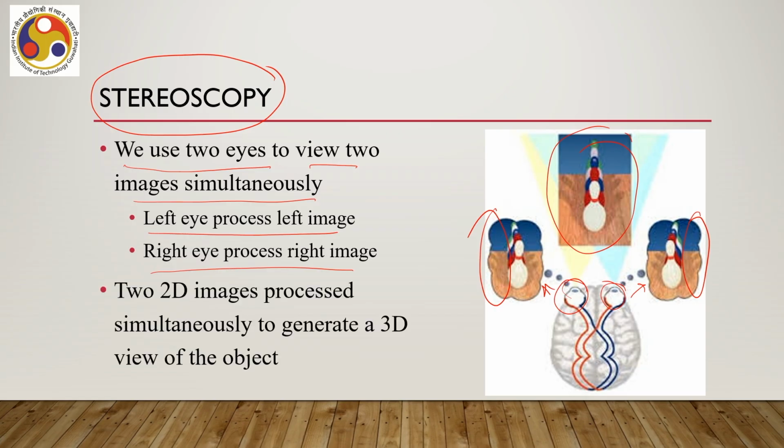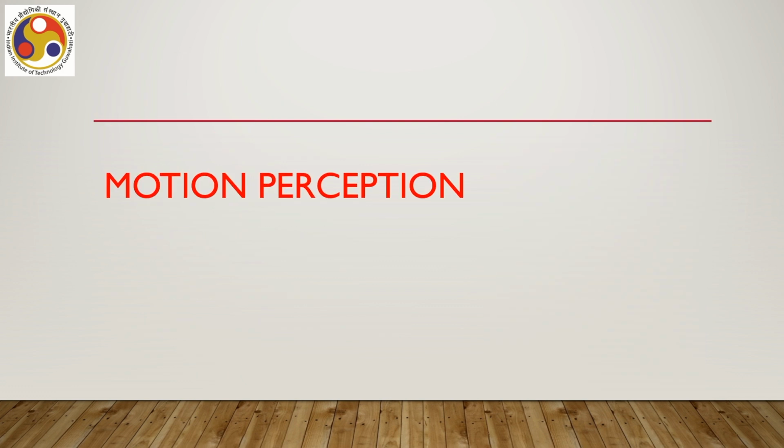Now, these two 2D images, each for one eye, when they get processed simultaneously, that processing generates a 3D view of the objects. So, stereoscopic vision essentially helps us perceive a 3D view of the object, which is aided by our binocular vision property. That is about perceiving 3D.